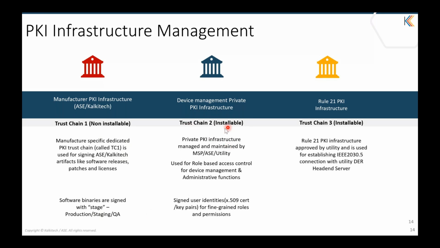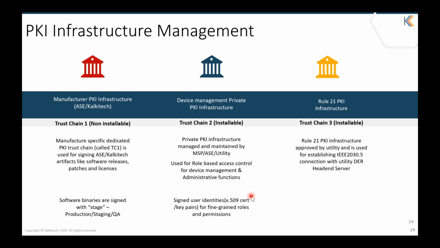Trust Chain 2, which is installable, is primarily used for device management functionality. So, a device management service is available on the cloud or within the utility system, or can be hosted by ISC in our cloud. Whatever the device management service is, you can generate the certificate from that device management service from a non-root CA, and all the user level access to configure the gateway or manage the device firmware or update the configuration files, update the access log files.